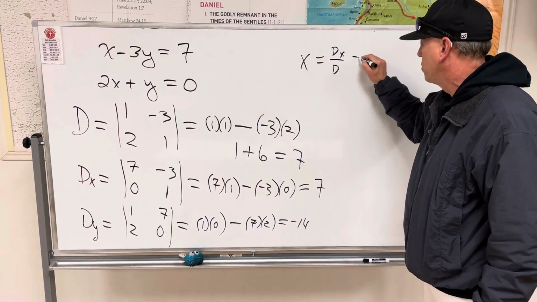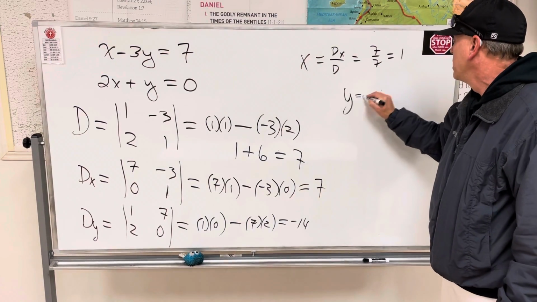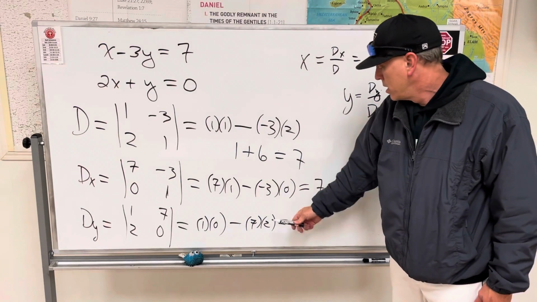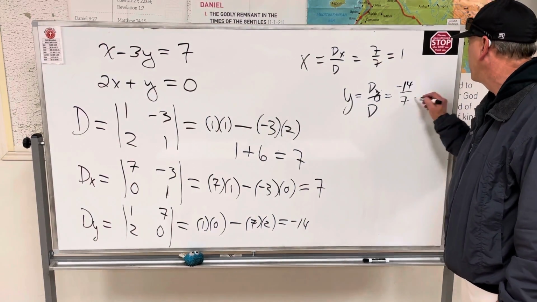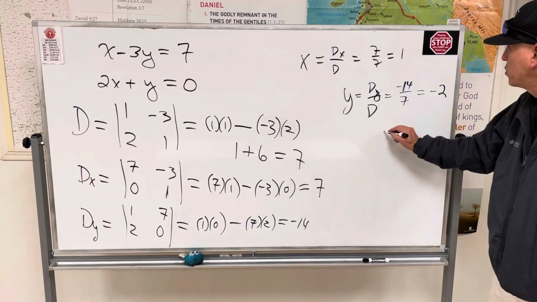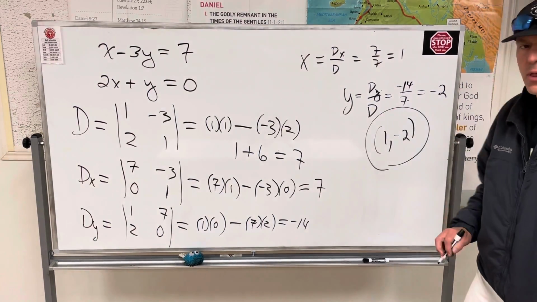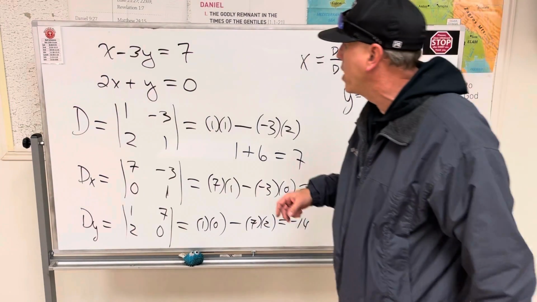So now we have x is dx over d, which is 7 over 7, which is equal to 1. Y is dy over d, so minus 14 divided by 7, which is equal to minus 2. So our solution set is 1, minus 2. And so that's how you use determinants to solve a system of equations.